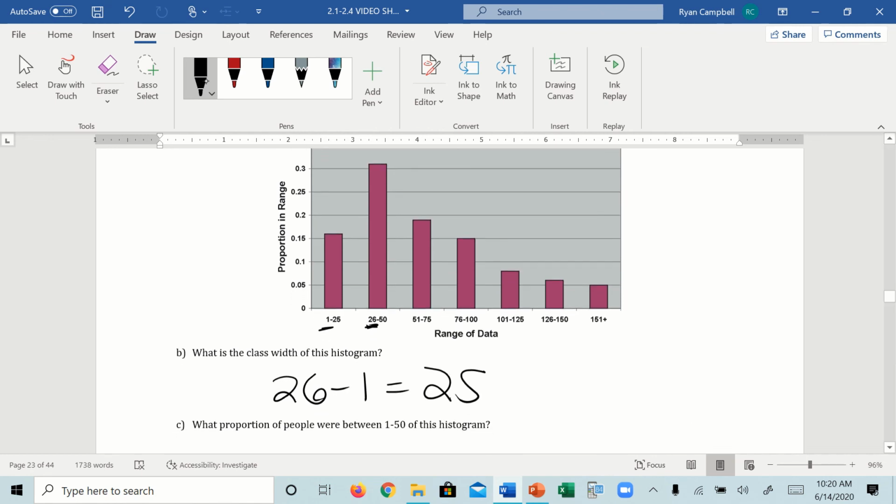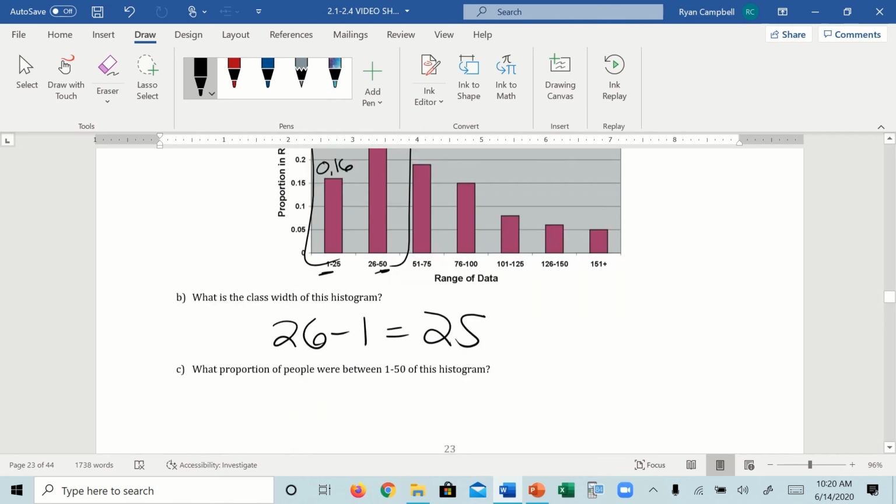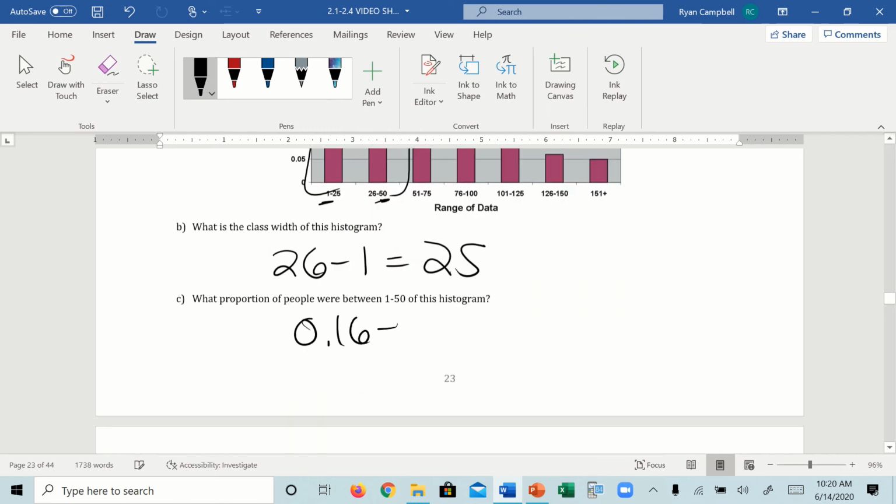So for this histogram, what proportion of people were between 1 and 50? So here's 1, here's 50, so we have to look at these 2 bar graphs. It doesn't tell us exactly, so we kind of have to guess. So this could be about 16%, right? 0.16. This could be about 31, maybe. So if we add 0.16 and 0.31, we get 0.74.